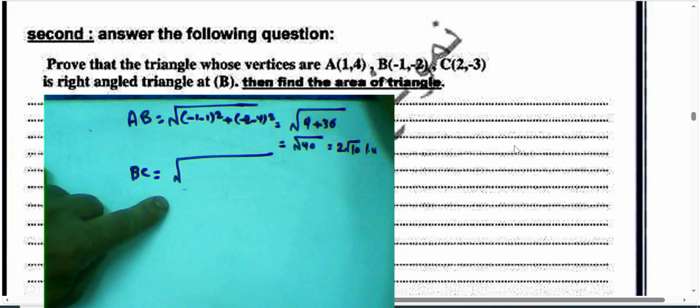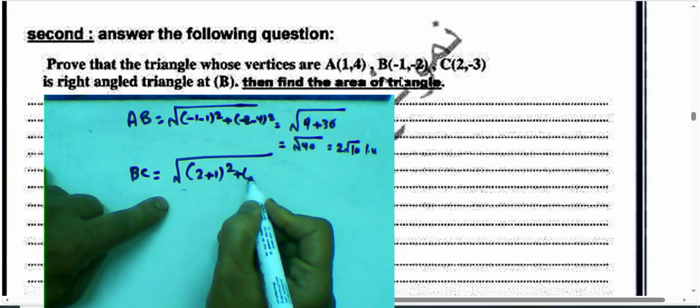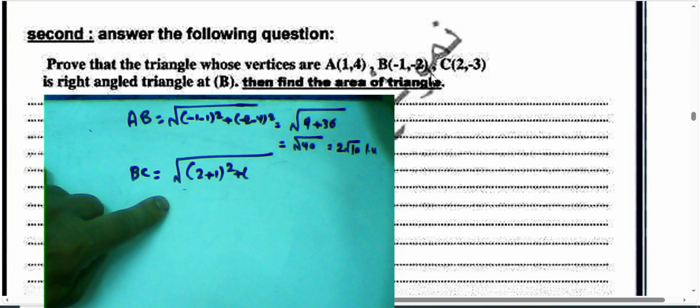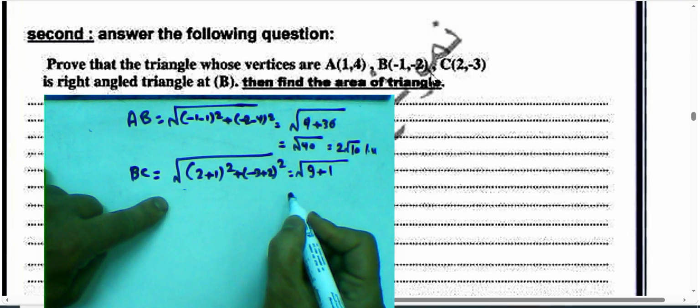And then BC, we have B and C. We can write 2 minus 1, it will be 2 plus 1 power 2, and -3 plus 2 whole power 2. We have 3 power 2 is 9, and -3 plus 2 is -1, power 2 is 1. The result will be the square root of 10 length units.